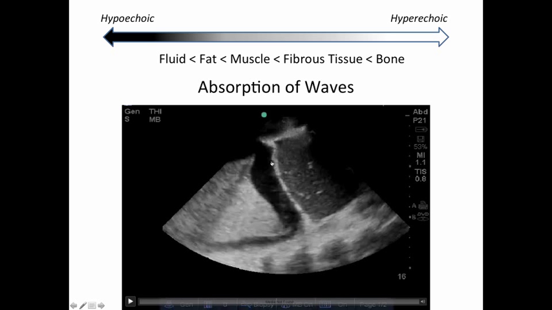Fluid tends not to reflect back any of the ultrasound waves. It sort of goes through and on to the next structure. That's in opposition to things like muscle, which tend to be bright white, and solid organs like the liver or lung tend to be somewhere in between.